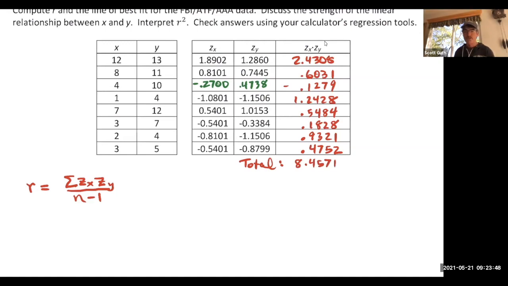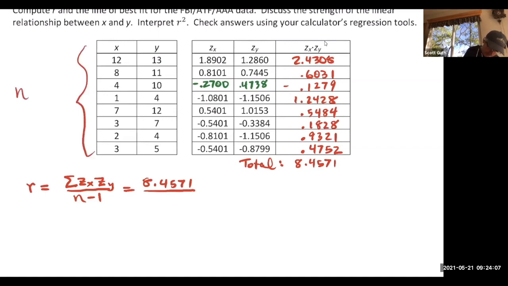All right, any questions there? So when we compute R, we'll do this sum, 8.4571, over n minus 1. There were 8 pairs, so when you count n, this is 8. It's the number of pairs, so you have to be careful of that. Okay. So here you would do over 7.